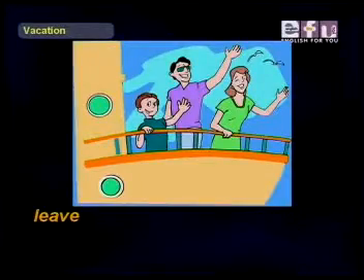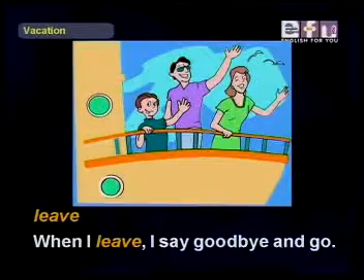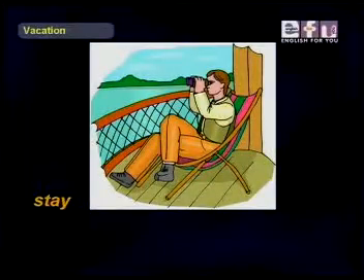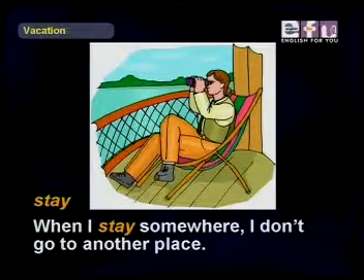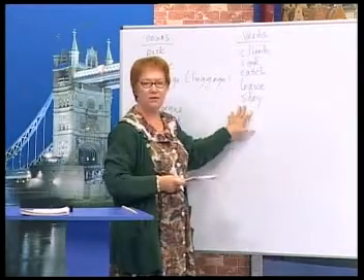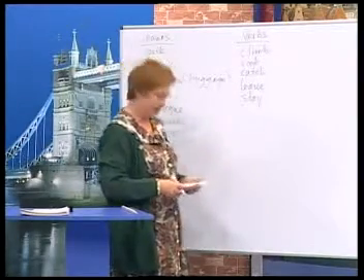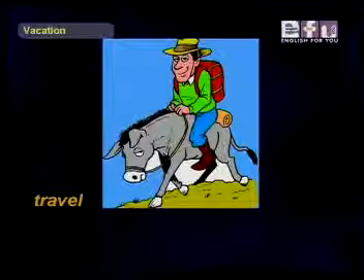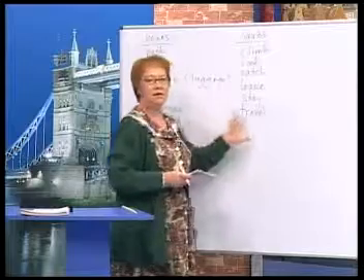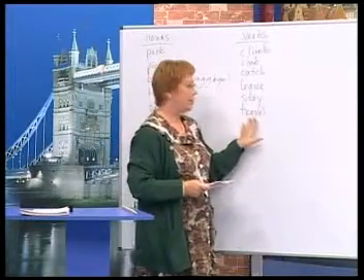Leave. Bye-bye. When I leave, I say goodbye and go. Stay. When I stay somewhere, I don't go to another place. So I can stay in a hotel, for example, or I can stay in Paris. Travel is a verb. When I travel, I go from place to place. I travel from London to Paris. Okay? Travel is the verb.